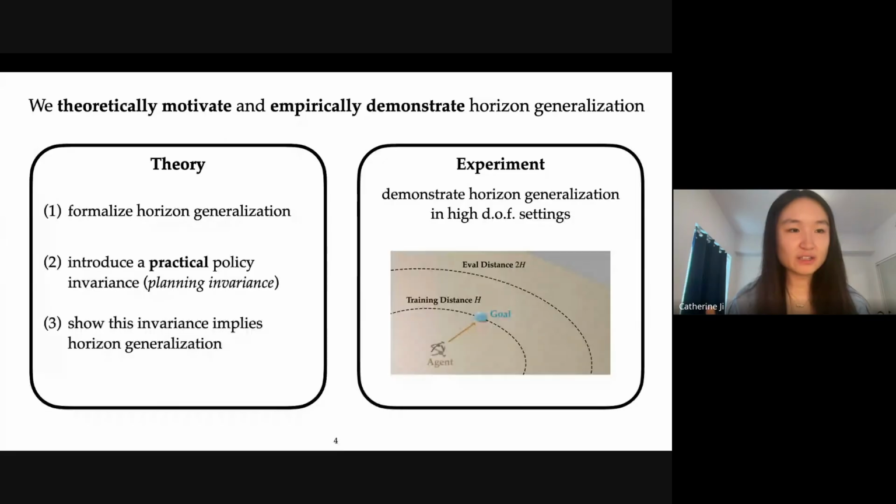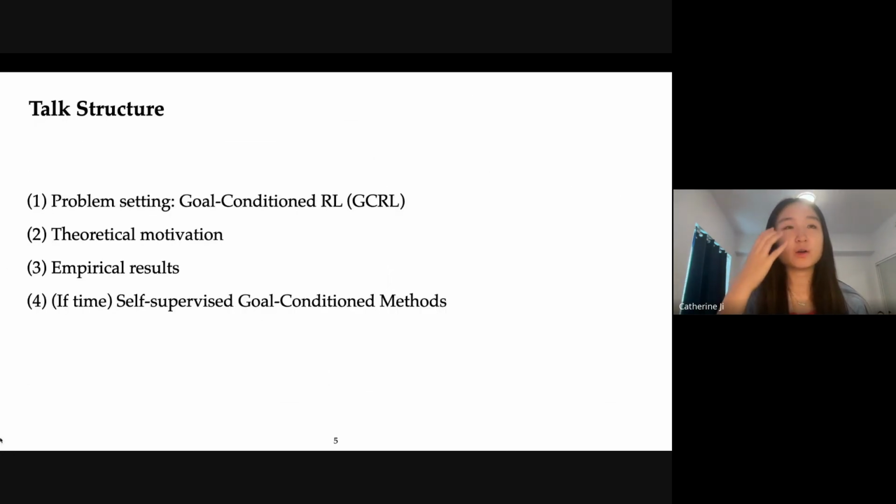So with this intuition and informal definition in mind, we are going to theoretically motivate as well as empirically demonstrate horizon generalization. So on the theory side, we're going to formalize what this means. We're going to introduce a practically achievable invariance on the policy, which we link to horizon generalization. And then we're finally going to show that this invariance, which we call planning invariance, implies horizon generalization. On the experimental side, we are going to empirically link this invariance and horizon generalization, as well as demonstrate that it is possible in high degree of freedom settings, which suggests some practical methods to achieve this powerful property.